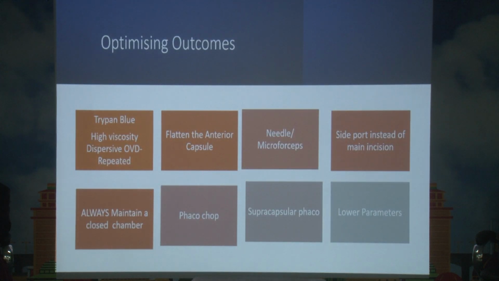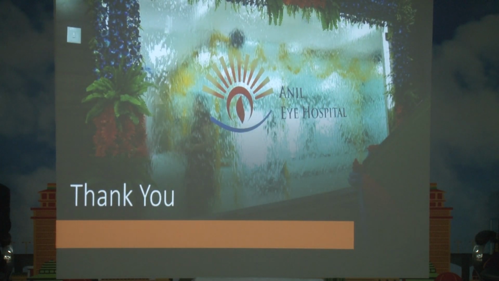So in order to optimize outcomes in all these patients, it's important to stain the capsule well and use high viscosity viscoelastic to flatten the anterior capsule. Needle or microforceps is especially very, very important. Use the side port instead of the main incision. Always maintain a closed chamber. See that there is no shallowing of the chamber, which can cause the anterior capsular tear. Supracapsular phaco is probably the only condition where, if you have an anterior capsular tear, for example, this could be possible, and keep the parameters low towards the end. Thank you so much for your kind attention.